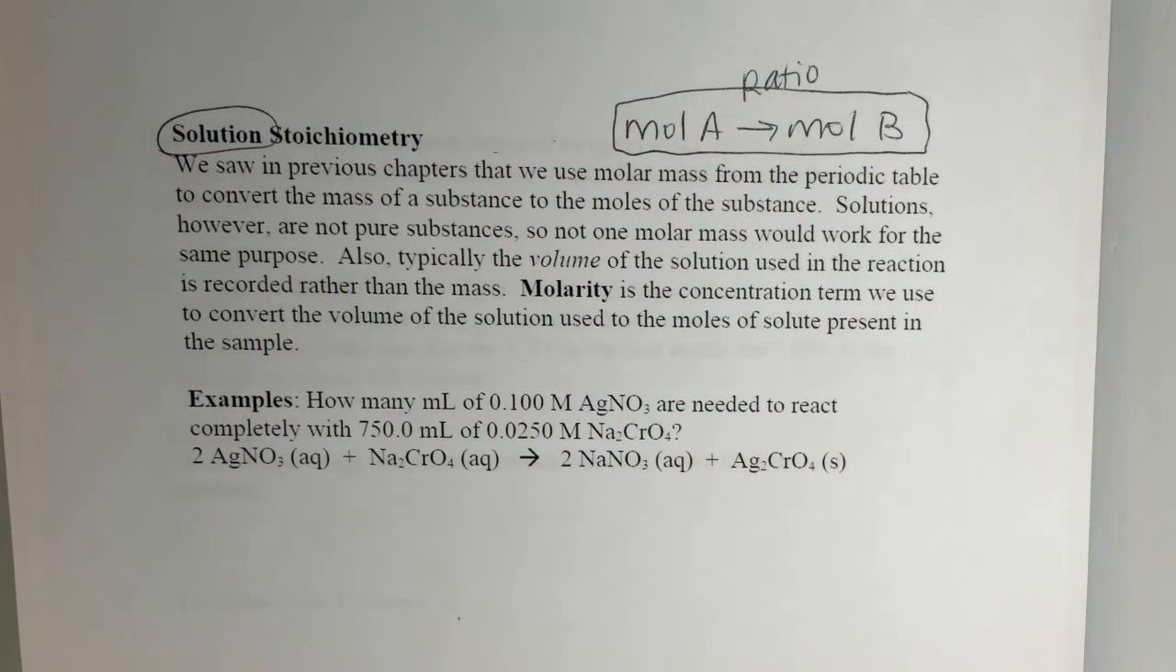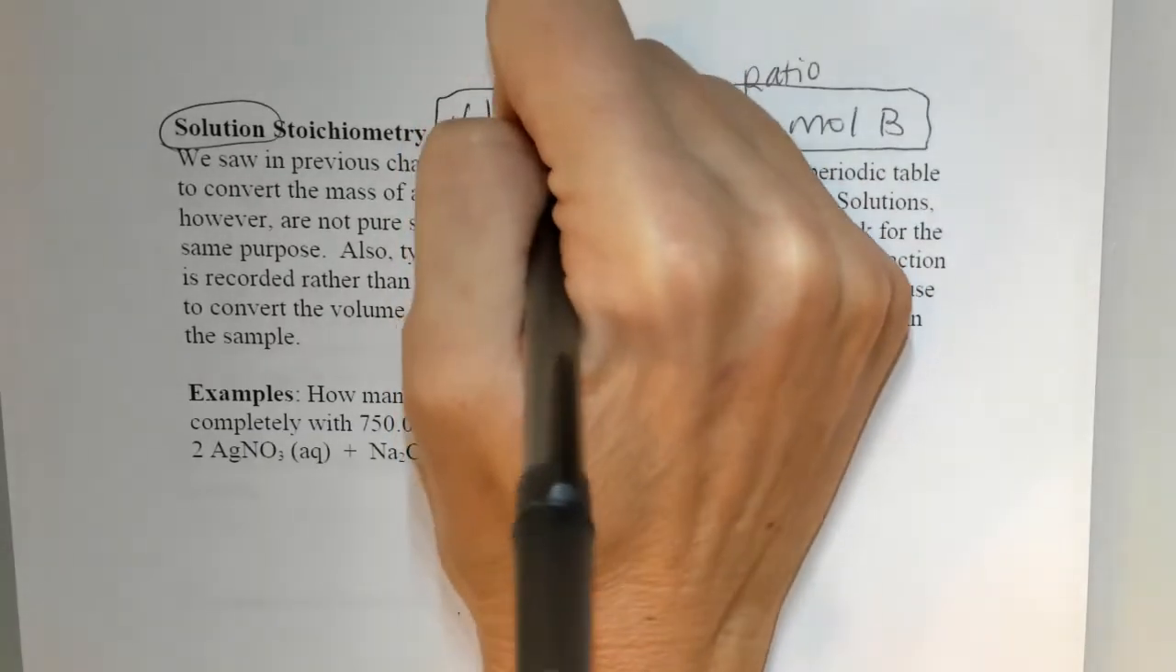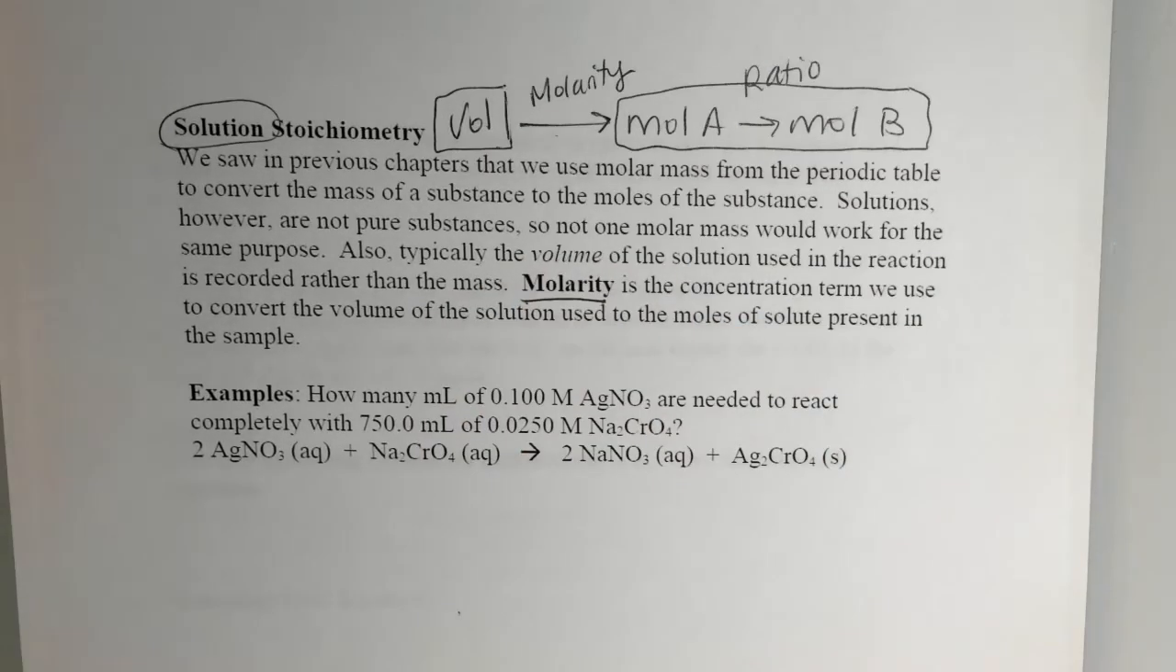And for solutions, we typically don't measure the mass that we use, but the volume, right? How much volume of sodium chloride solution. To convert that to moles, we're going to use molarity, right? Because remember, molarity was moles per liter. So molarity is going to be our conversion factor that basically takes the place of molar mass, right? So instead of using molar mass, we're going to use molarity because we're dealing with volume instead of grams.